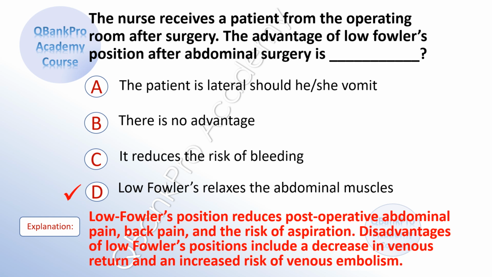The correct answer is D. Low Fowler's relaxes the abdominal muscles. Explanation. Low Fowler's position reduces postoperative abdominal pain, back pain, and the risk of aspiration. Disadvantages of Low Fowler's position include a decrease in venous return and an increased risk of venous embolism.